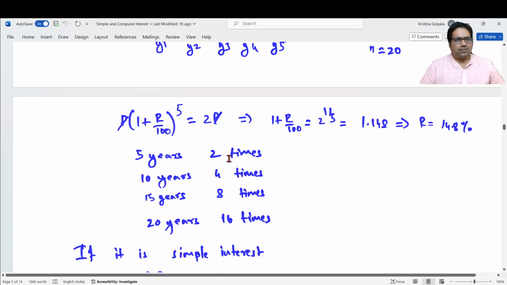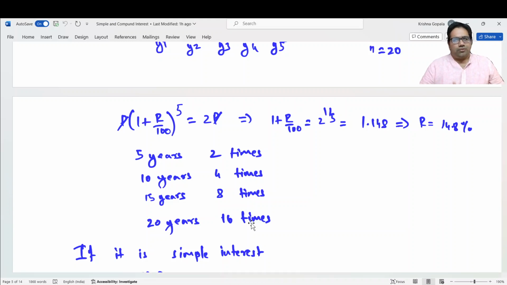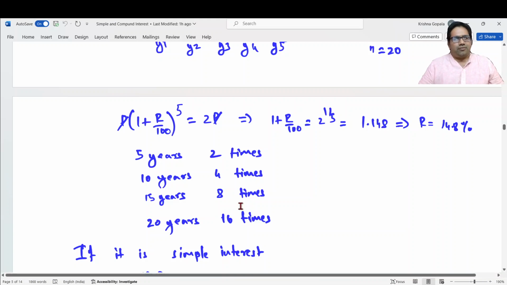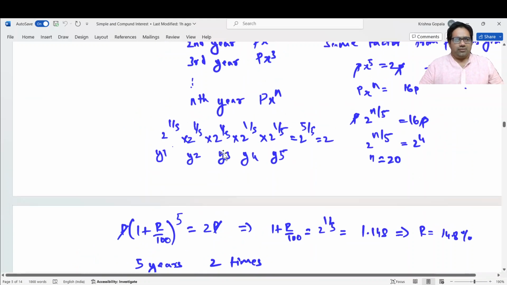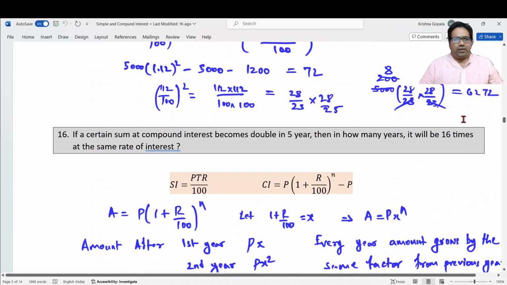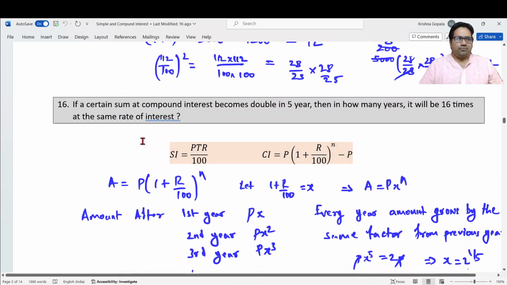Similarly, if in 5 years it is taking 3 times, in 10 years it is 3 into 3. Again, in 15 years, 3 into 3 into 3. Again, in 20 years, 3 into 3 into 3 into 3. Every 5 years, if it is doubling, that means the previous amount into 2, into 2, into 2, every 5 years. You can do it like this. This is the beauty of compound interest. Now, take the same case. Same case, if in 5 years the amount has to double.